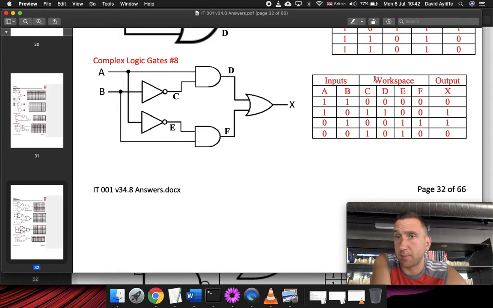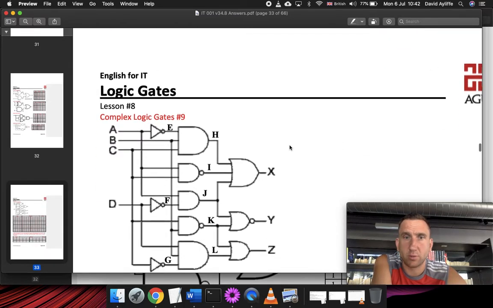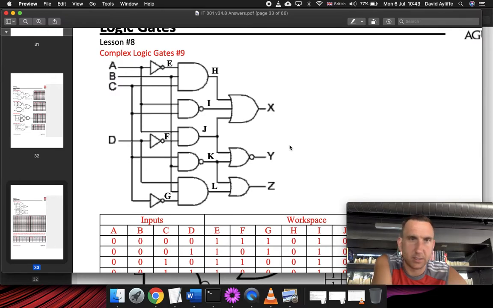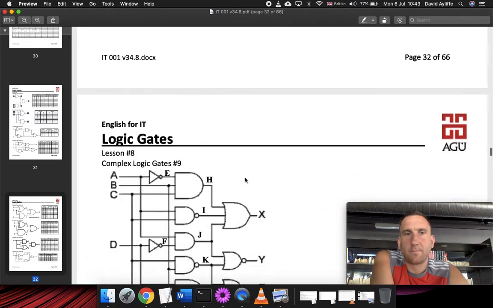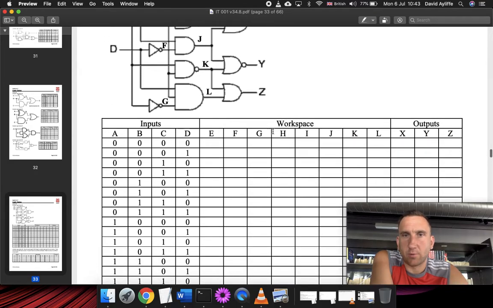If we take it step by step, if we use our workspace, it's not too onerous. Now, crikey. Okay, logic game number 9. All right, look at this beast. So we've got a lot of workspace here.